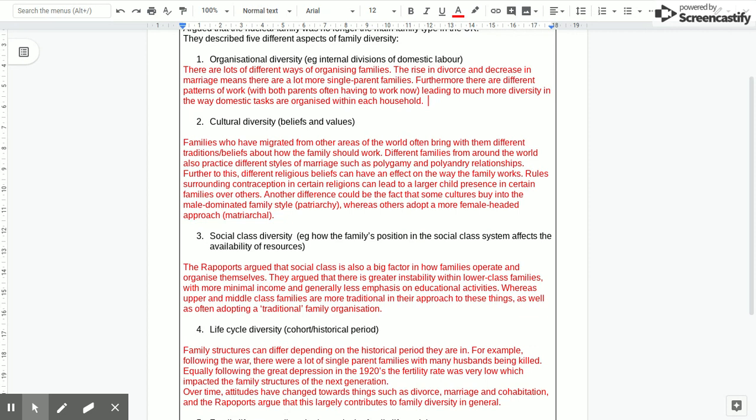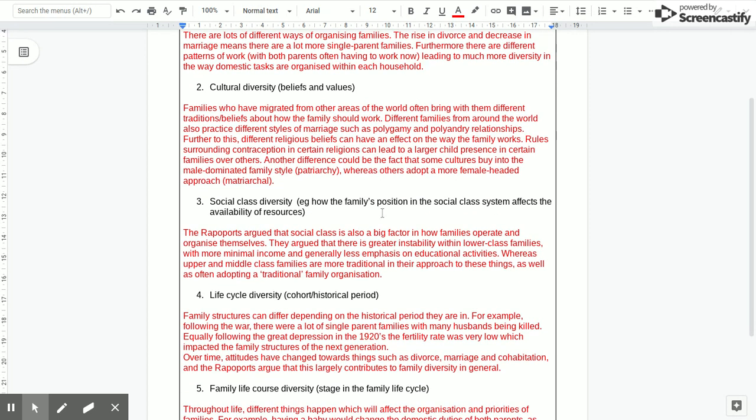Okay, so moving on to cultural diversity. Now, I would argue that this one is actually probably one of the better ones to explain if it comes up in an exam, because usually the way they word it in an exam is identify one form of family diversity identified by the Rappaports. Okay, that could be one way that they could phrase it. And as I say, you'd only need one for that. Okay, that doesn't mean to say you can't learn all five, but one could be all that you need. And if it were one, I would go for this one.